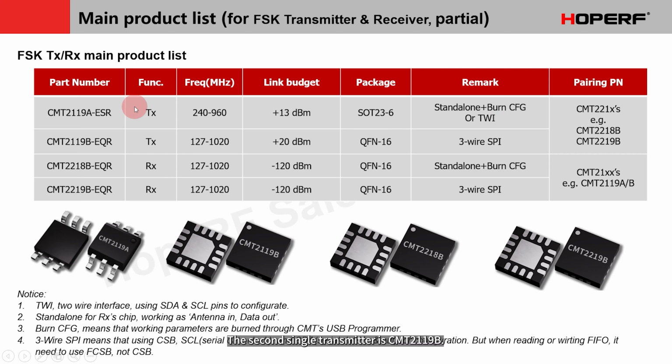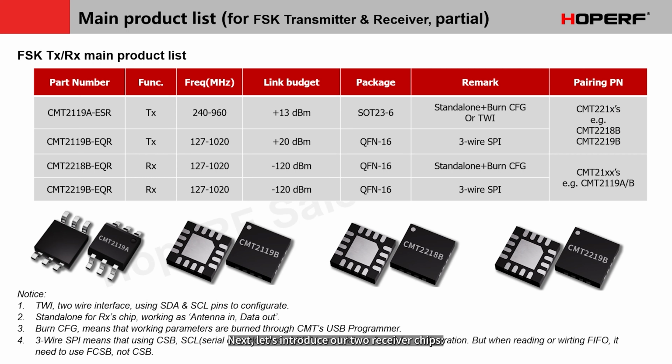The second single transmitter is CMT2119B. It is a high-power version of the transmitter chip. The maximum transmit power can reach plus 20 dBm. The operating frequency range supports down to 127 MHz, up to 1 GHz. The package uses QFN16, with a small size of 3 mm*3 mm. The chip's configuration interface is 3-wire SPI. These 2 transmitter chips can both be paired with our full series of 221X chips and FSK chips.